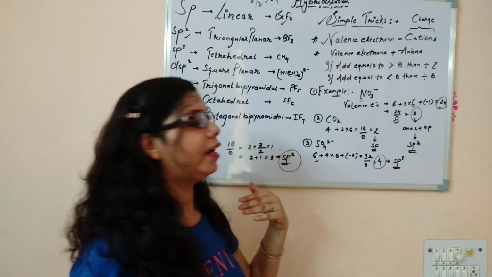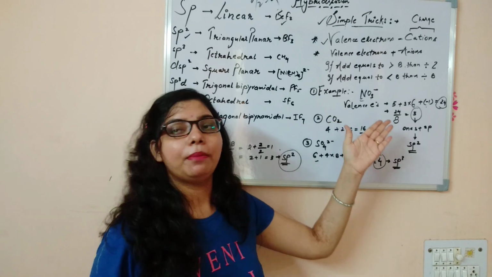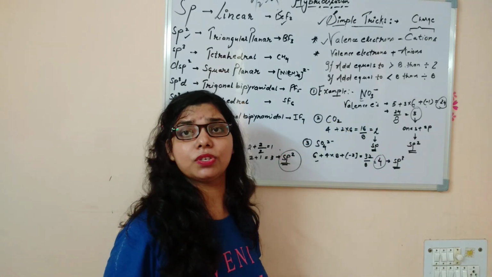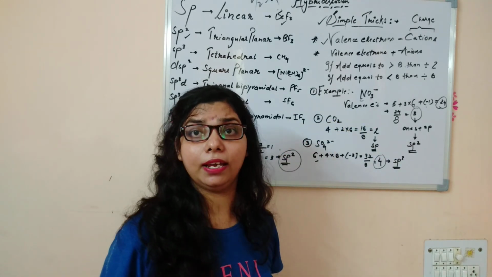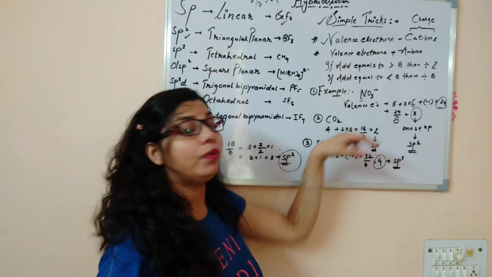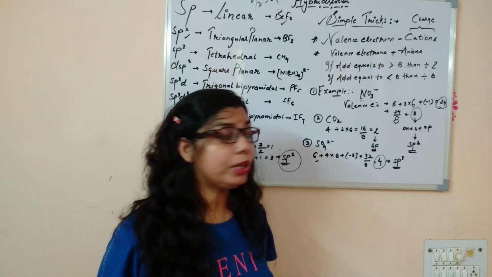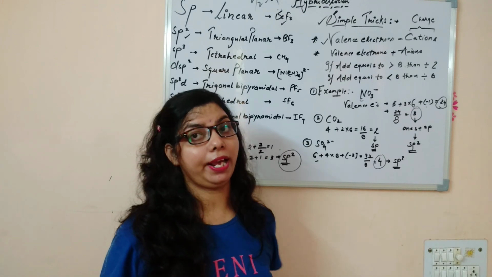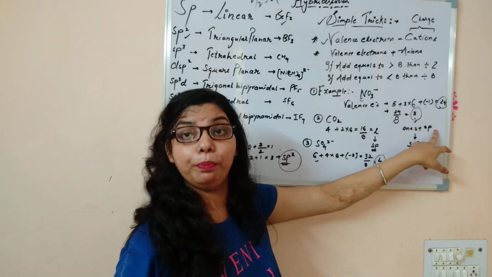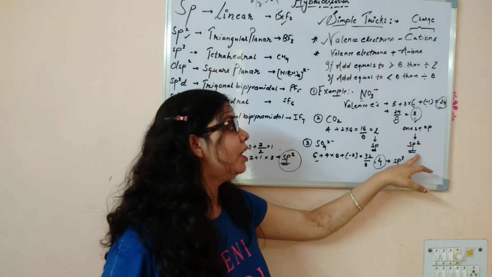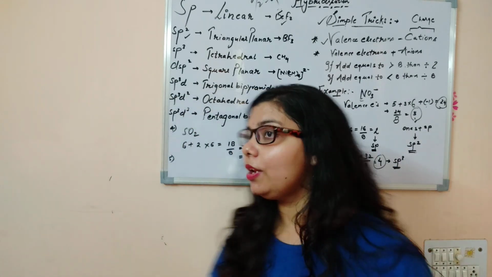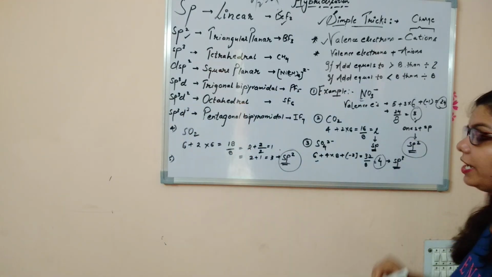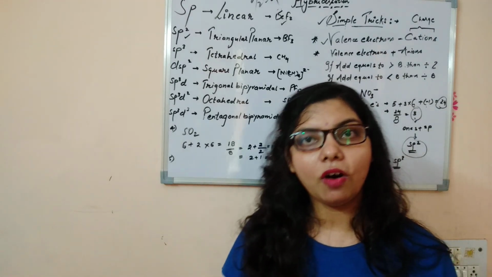और हम देख रहे हैं यहाँ पर NO3 का जो सम आया है, नाइट्रेट एनाइन का जो सम आया है वो 24 आया है. So guys, here 24 divided by 8 is equal to 3. That is 1s and 2p hybridization, which gives sp2 hybridization. Here you can see this is sp2 hybridization, 1s and 2p orbitals.